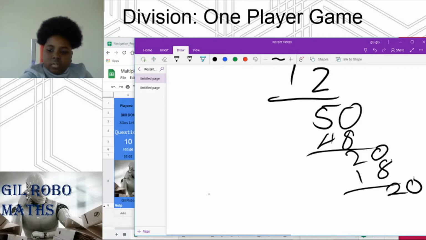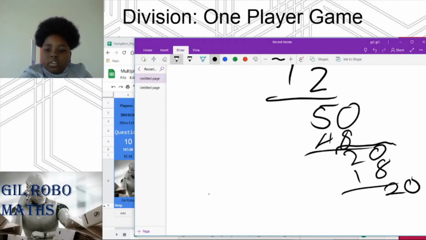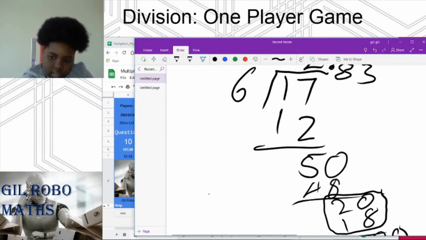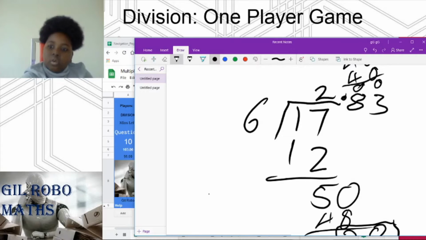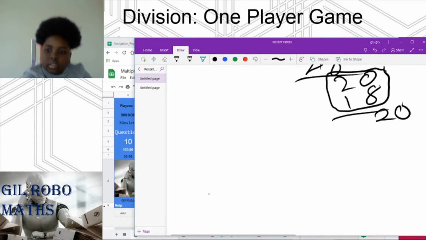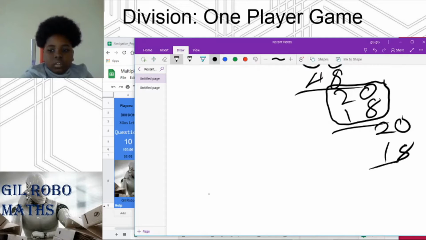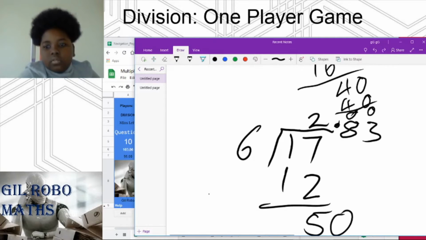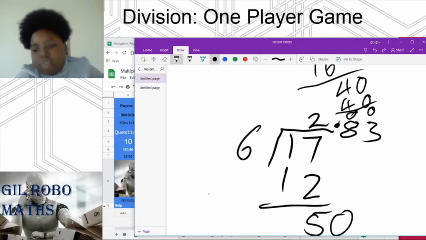Guys, have you noticed something? Our calculation is repeating now. Look, 6 in 20 is also going to be 3, and then that would be 18, and that would be 2 again. You see, it's repeating again, just the same thing like this one. Alright, so once you've seen that it's repeating, what you have to do now, you have to round up or down.